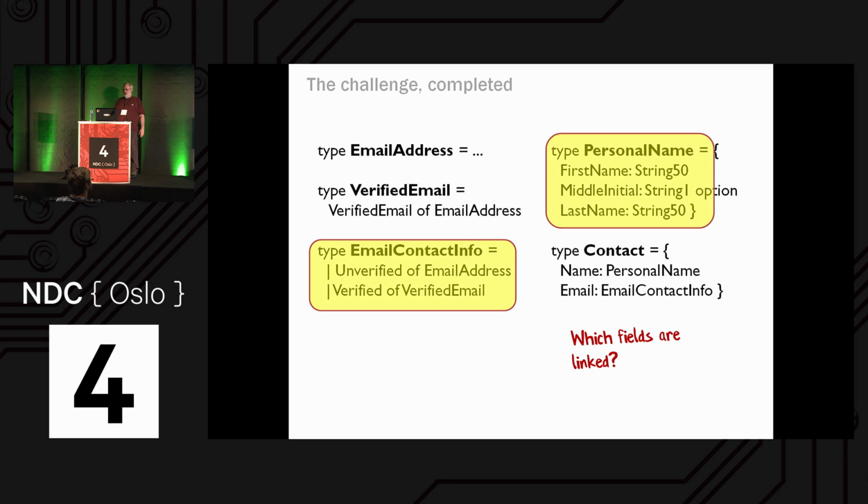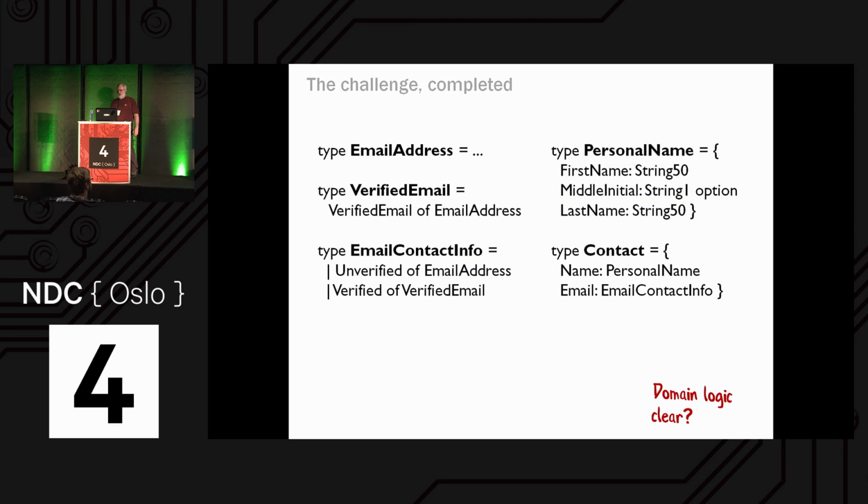Which fields are linked? We've now broken the original thing into two of these pieces. I haven't got every detail here, but you could also show that they get updated separately. And is the domain logic clear? Yes. So before we had a Boolean flag, and now we have a choice.